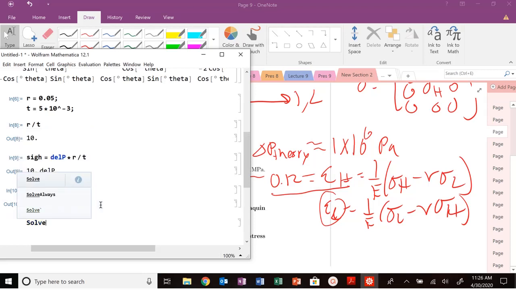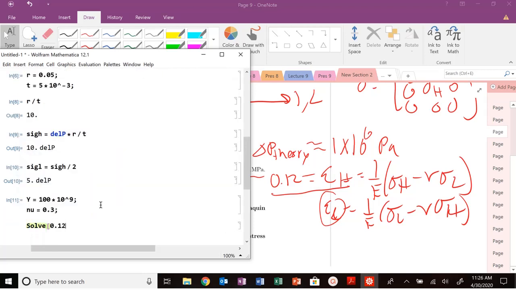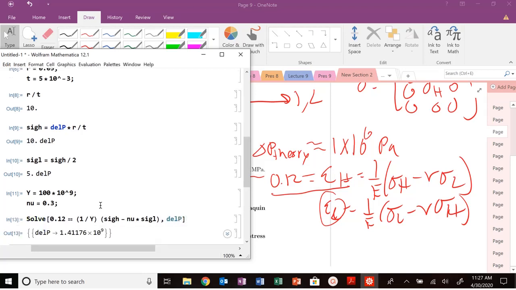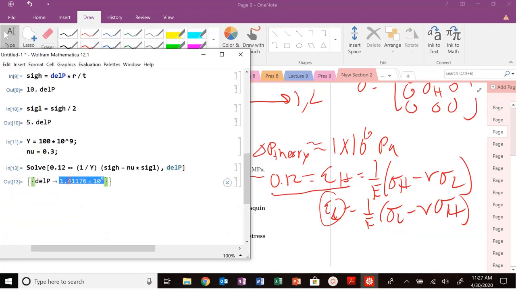So now I just need to solve. I also know my Young's modulus equals 100 gigapascals, 10 to the 9th. I know my nu is equal to 0.3. So now I can solve that 0.12 is the strain at which my material failed, and we know that it will fail at hoop strain first. So 1 over Y, my Young's modulus, times sigma H minus nu times sigma L. I'm going to solve for delta P. That's it. So this is my delta P.